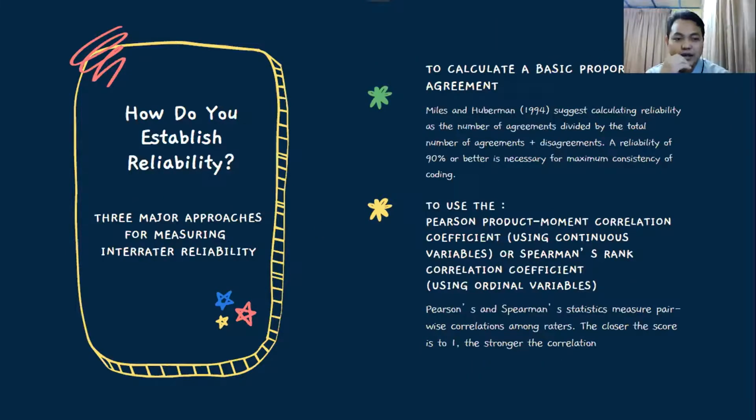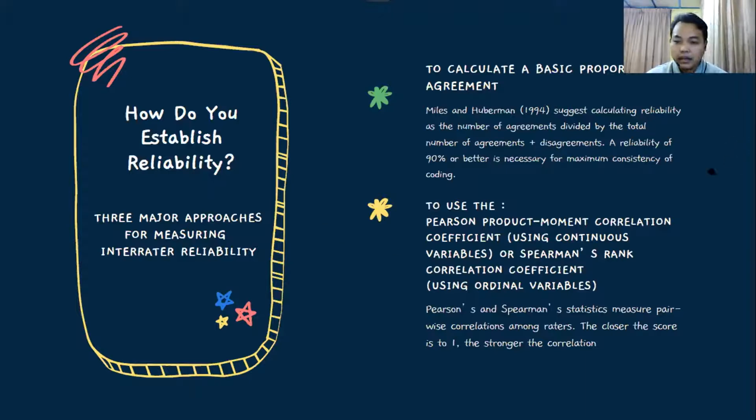First, the question is how do you establish reliability? There are three major approaches for measuring inter-rater reliability. First, calculate a basic proportion of agreement. As Miles and Huberman (1994) suggest, calculate reliability as the number of agreements divided by the total number of agreements plus disagreements. A reliability of 90% or better is necessary for maximum consistency of coding.